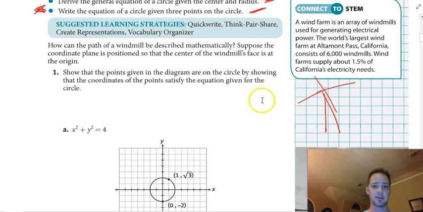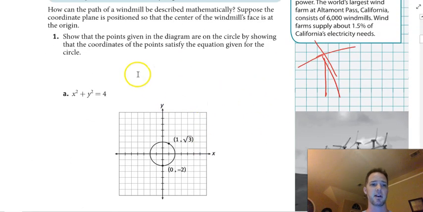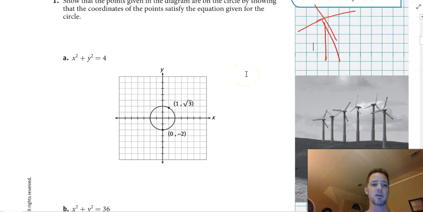So here we have an equation. It says x squared plus y squared equals 4, and it wants us to show the given points on the diagram are on the circle by plugging them into the equation. So all we have to do is take each x and y coordinate, square them, and then add them together. If my x value was 1, 1 squared is 1. Square root of 3 squared is 3, so 1 plus 3 does equal 4. That one works.